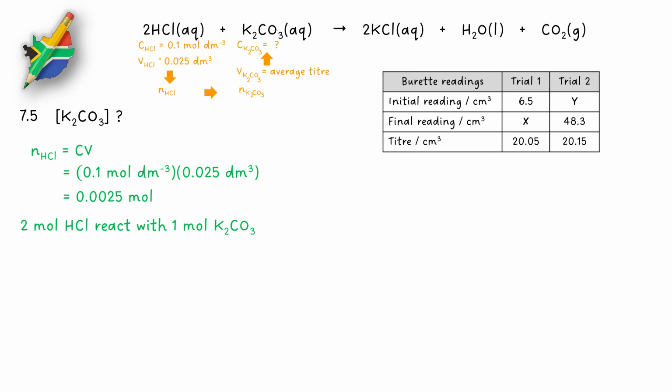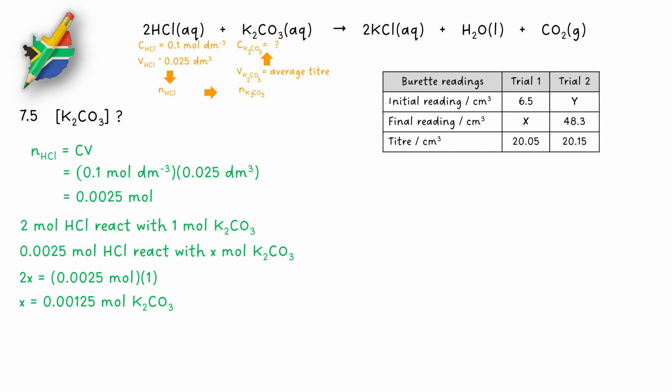From the balanced equation stoichiometry, we can see that for every 2 moles of acid reacting, 1 mole of potassium carbonate reacts. And since 0.0025 moles of the acid reacts, we know that X, which is the moles of potassium carbonate that reacts, will be half. Solving for X, we get 0.00125 moles of potassium carbonate that reacts.